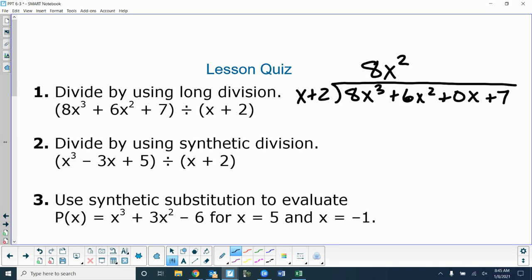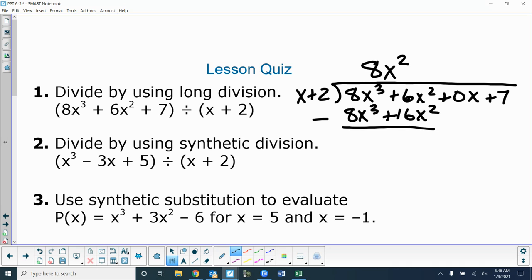So now what do I do with this 8x squared? Multiplied by the x and the 2. Now what do we do? Subtract. Procedure just repeats now all the way through. So you divide the first term by x, get the answer, then multiply that answer by those two and subtract. You just keep doing that until you get to your remainder.